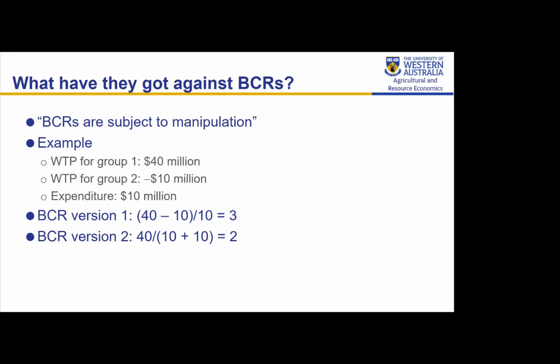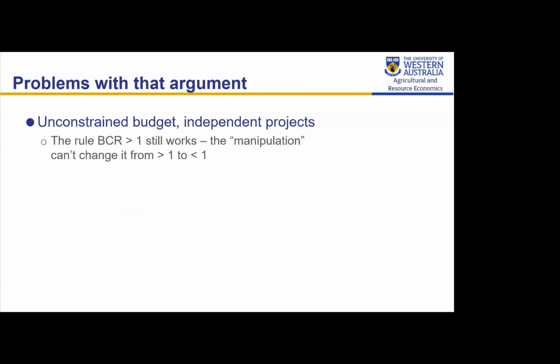There's two problems with this line of argument. And again, you've got to look at it case by case around the 4 things. In the case where you have an unconstrained budget and independent projects, the rule that the benefit cost ratio should be greater than 1 still works. If you start moving costs around between the numerator and the denominator, it does change the magnitude of the BCR, but it can never make it change from greater than 1 to less than 1, or from less than 1 to greater than 1. So in that particular circumstance, there's no problem with using BCR.